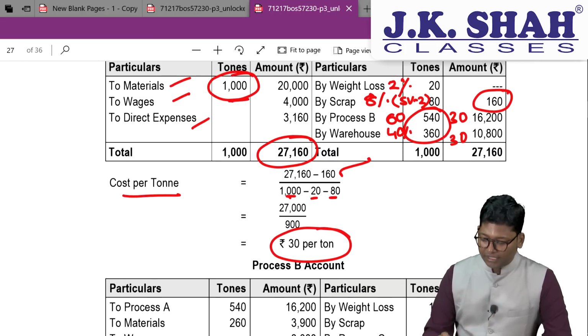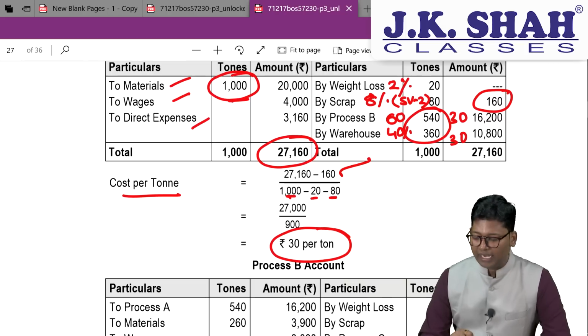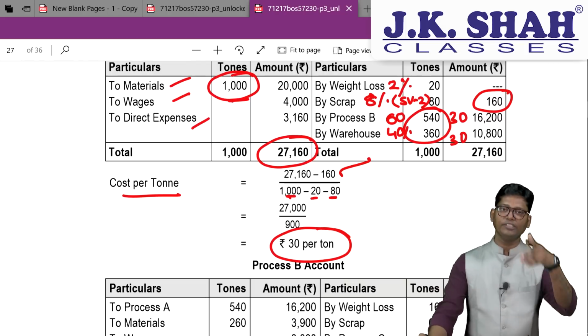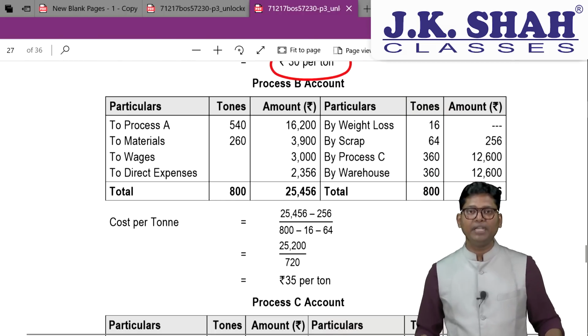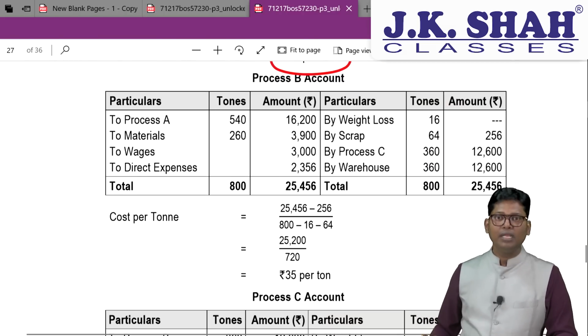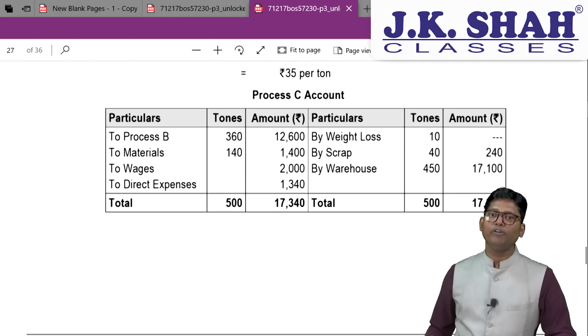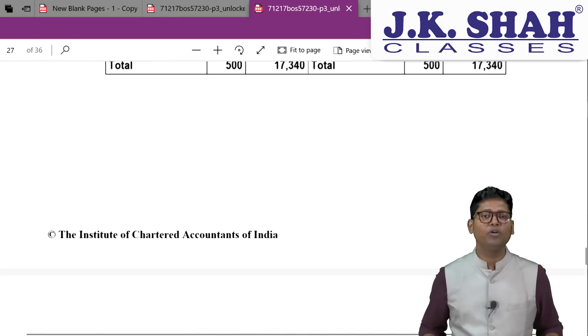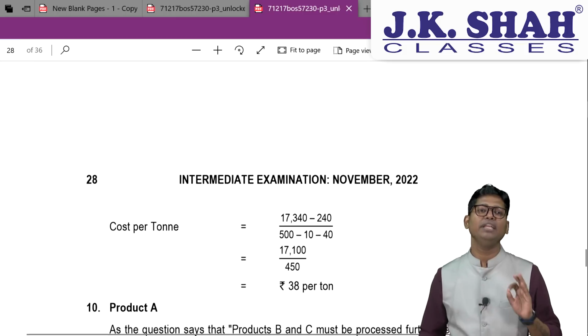540 is the quantity, 540 tons. If you are valuing them at the rate of 30 rupees per ton, you will be getting 16,200 and so on. The same thing is repeated for process B also, and the same thing is repeated for process C also. If you check, there is no abnormal loss, there is no abnormal gain, everything is given very straightforward.